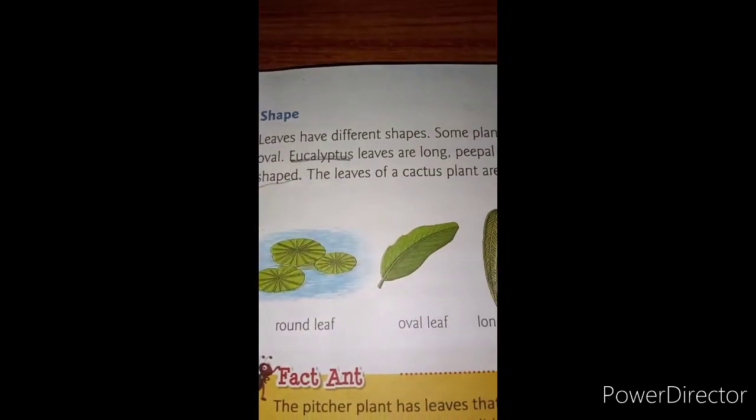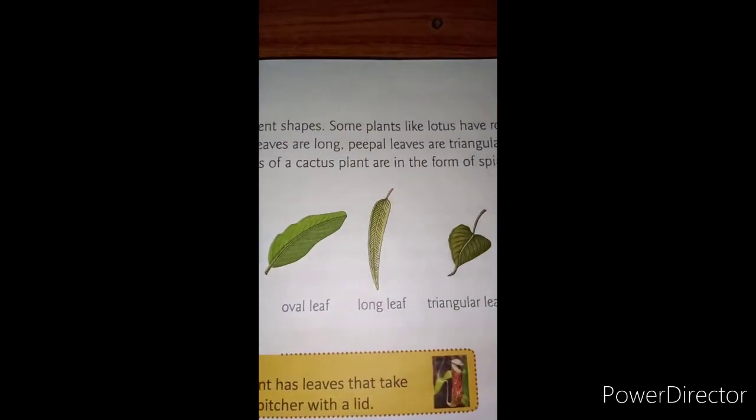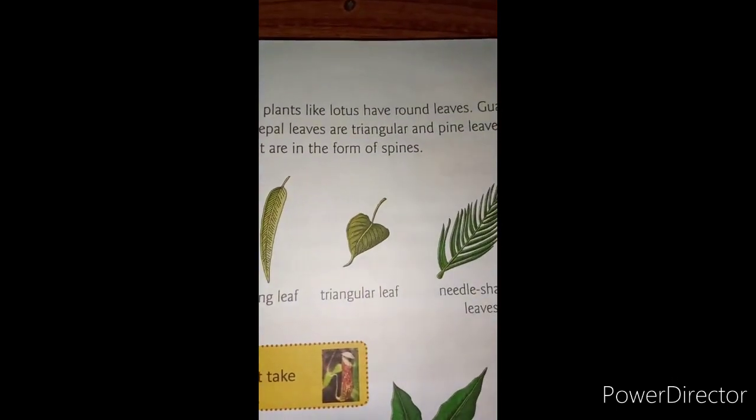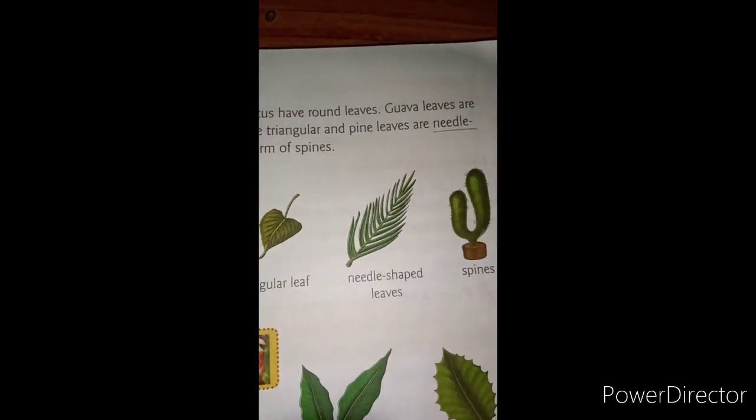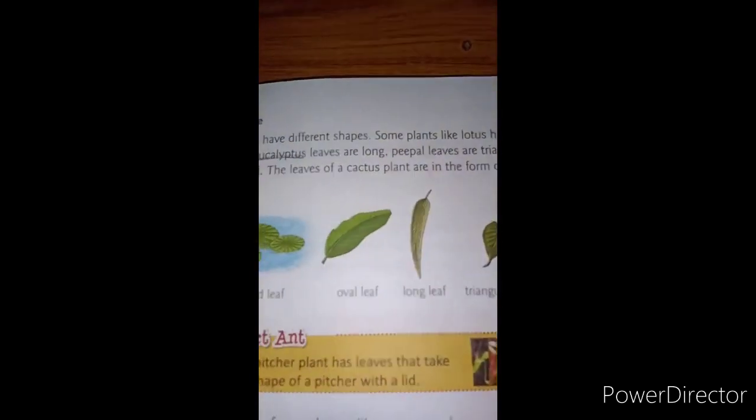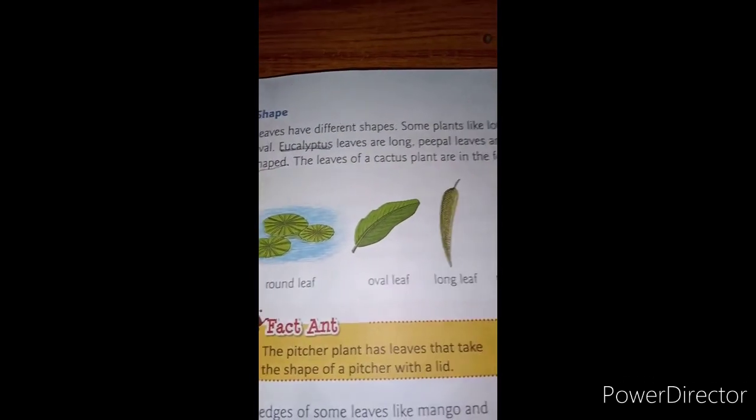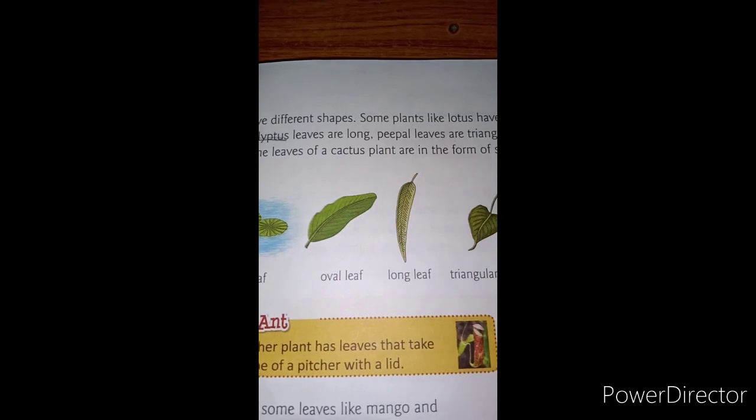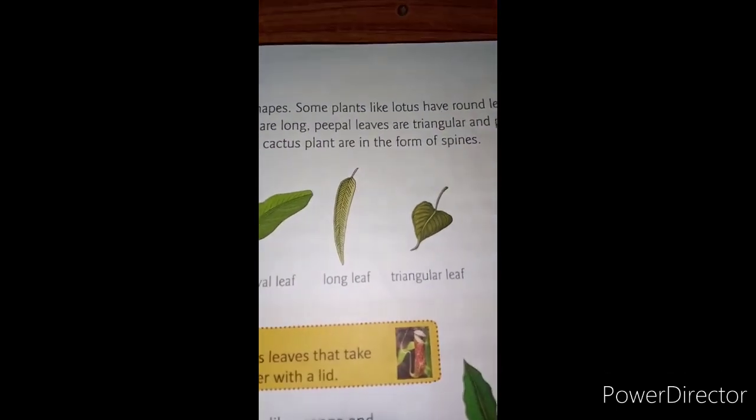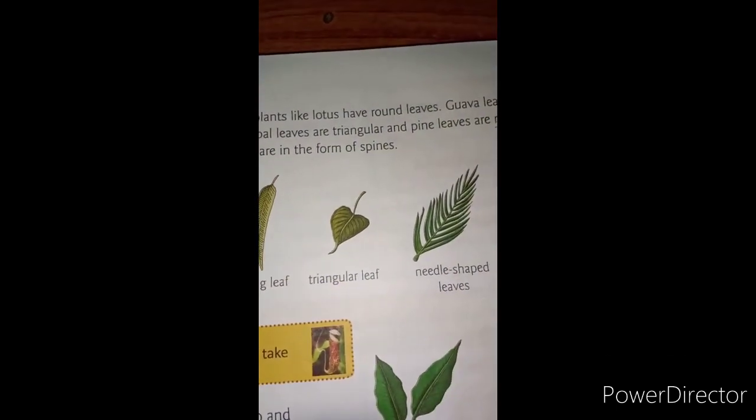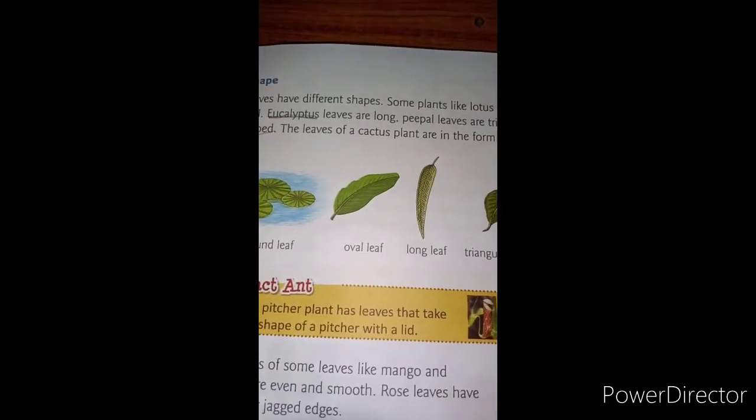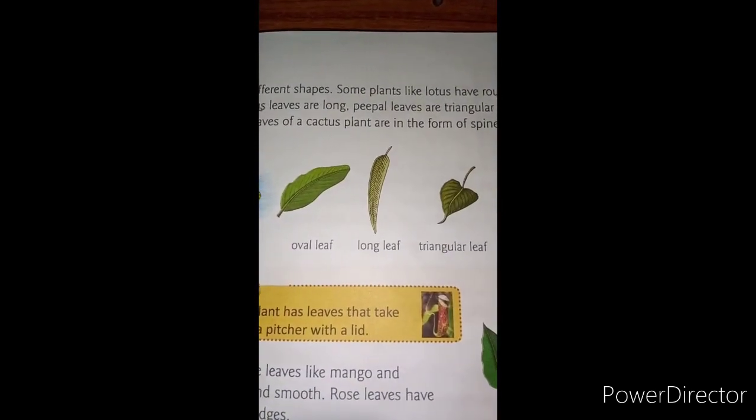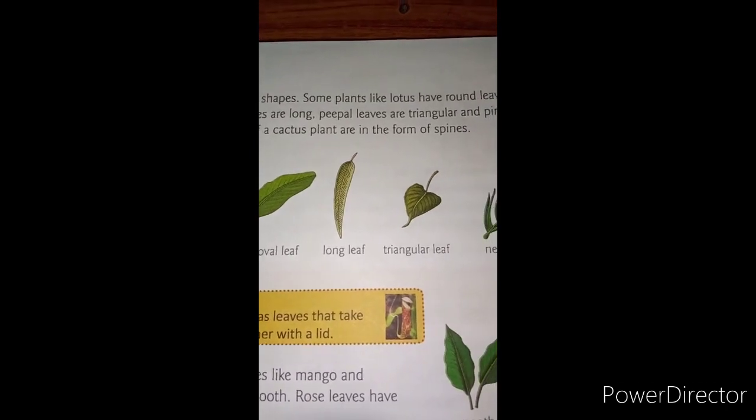Shape. Leaves have different shapes. Some leaves like lotus have round leaves. Guava leaves are oval. Eucalyptus leaves are long. Peepal leaves are triangular. And pine leaves are needle-shaped. The leaves of a cactus plant are in the form of spines.